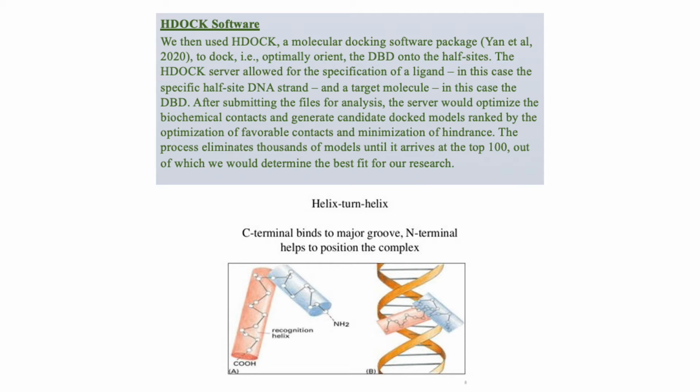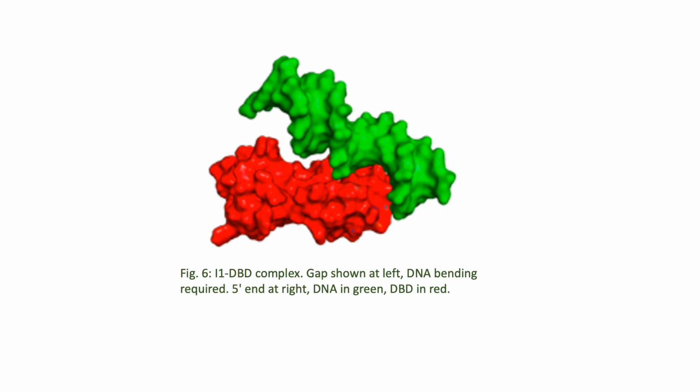In addition to looking at the docking scores, we also had to ensure that the DNA and DBD were bound in the correct directions, that the DBD bound in the major grooves of the DNA, and that the known biochemical contacts were bound. Shown here is a preliminary model using HDock of straight DNA bound to DBD at the I1 DBD complex.